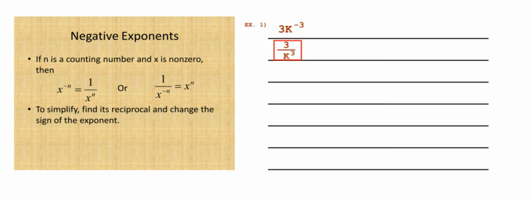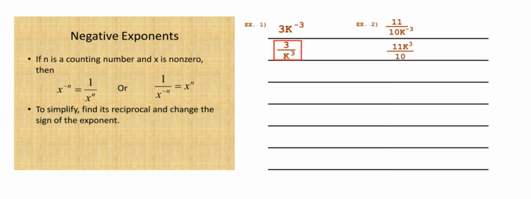Second case scenario, example number 2. If we have, for instance, 11 over 10 times k to the negative 3. Well, 11 has a positive exponent. 10 has a positive exponent. The one with the negative exponent is the negative 3. Well, that negative 3 belongs to the k, right? So it means the k has a negative exponent.